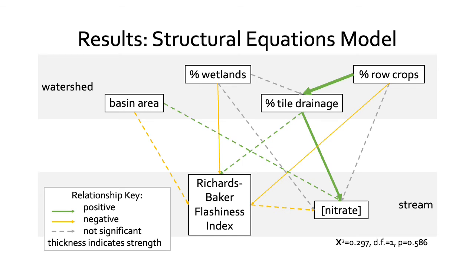Row crops had a high inverse correlation with impervious surface coverage, so the apparent negative effect of row cropping overall on flashiness most likely reflects a positive effect of impervious surfaces on flashiness. This correlation may also explain why the percent row crops does not have a significant effect on nitrate.